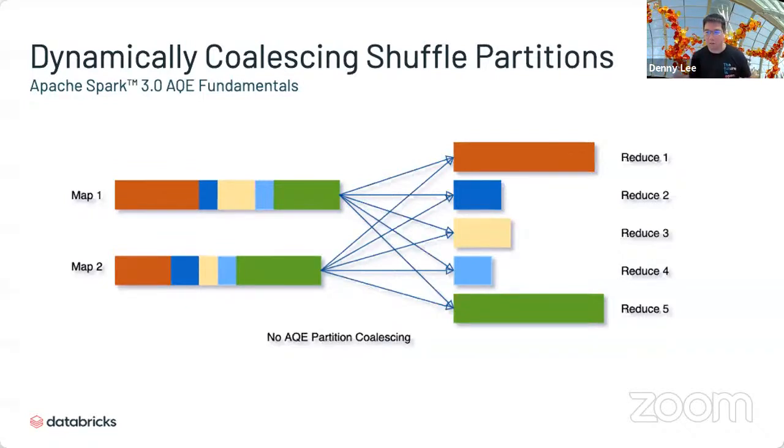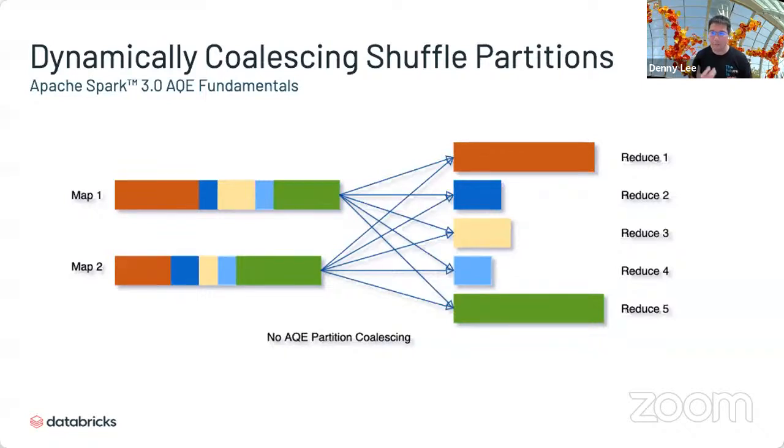So I'm sort of breaking it down into color bars for the purpose of this discussion, okay? What that means is that there's a lot of shuffling back and forth, right? In other words, part of map one, the orange part, goes to reduce one. Part of map one, the blue bar, goes to reduce two, and so forth. There's also the shuffling that happens on map two, which says, okay, I need to send the orange part to reduce one, the blue part to reduce two, and so forth.